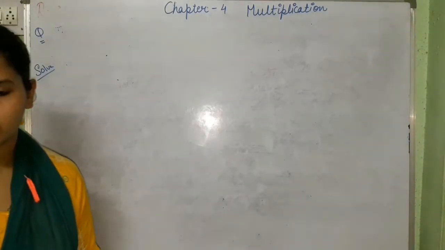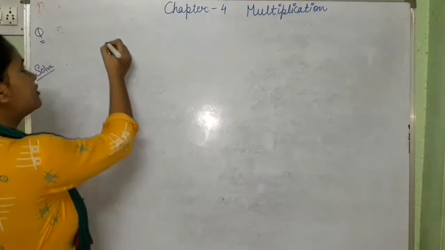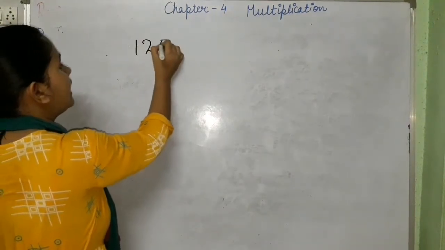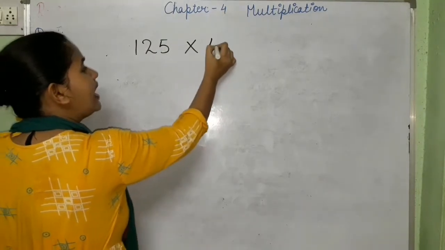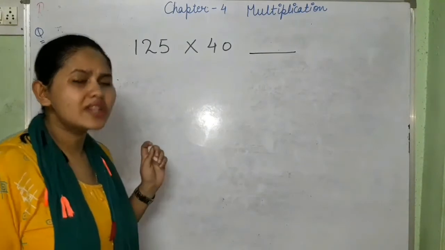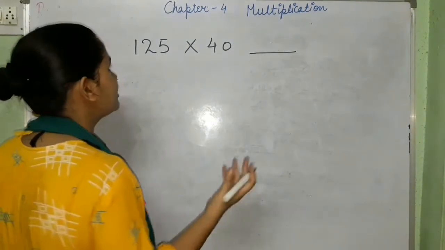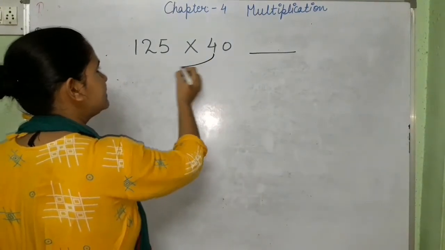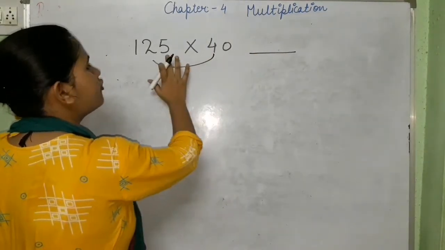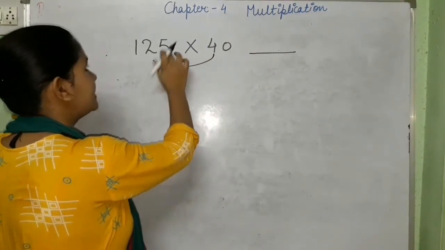Now the first question is 25 multiplied by 40. Now we have to find the product. So this one is very easy. How? As we know, we have to multiply this. Then 0 will be taken to here. Right? 4 5s are 20.